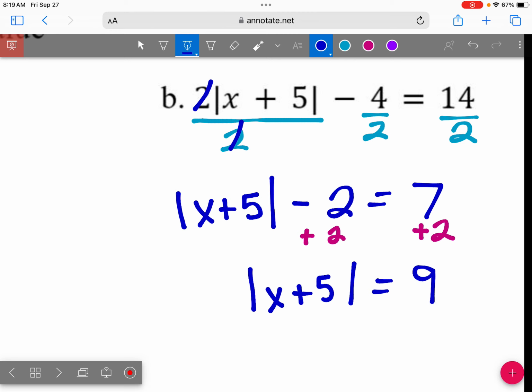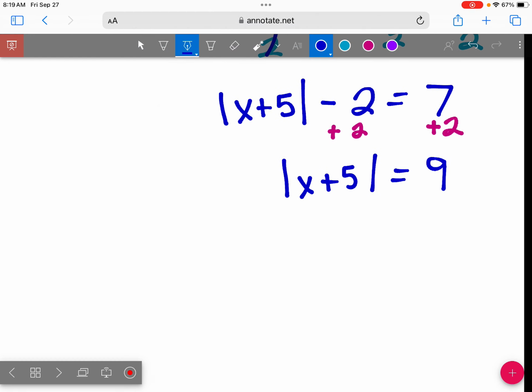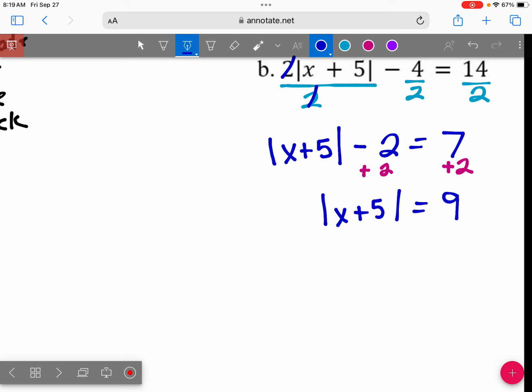No matter which order we do things, if we subtract first, or if we add the 4 first, or if we divide by 2 first, we should wind up at absolute value of x plus 5 equals 9. So that's one of those times when I was talking about we have choices in how we do it. There's no one exactly right path through it. There's multiple paths.